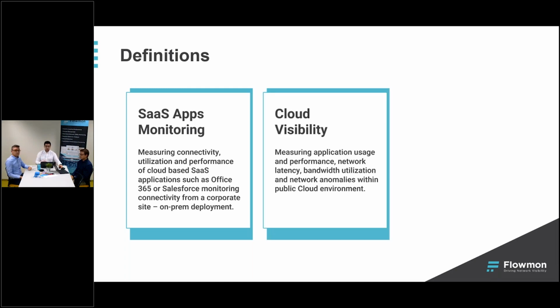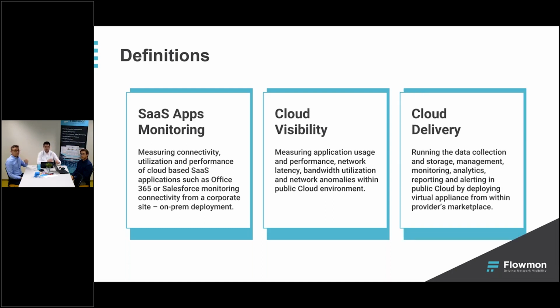The second use case or definition is cloud visibility. When we talk about cloud visibility, we are referring to a model where we can actually see the traffic inside of a public or private cloud. When you deploy your applications into Amazon AWS and you want to monitor the traffic between the servers and virtual appliances inside of your AWS, this is what we call cloud visibility.